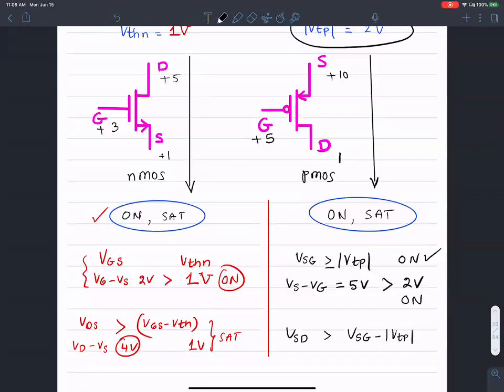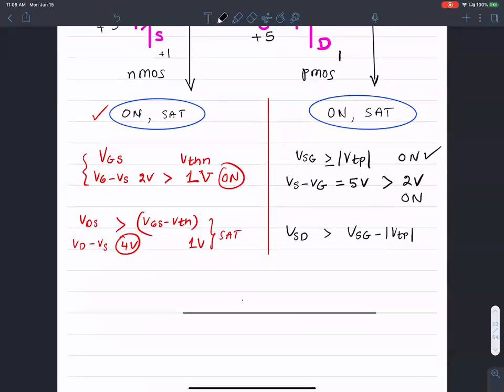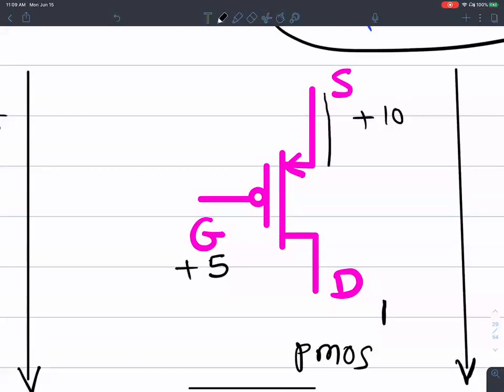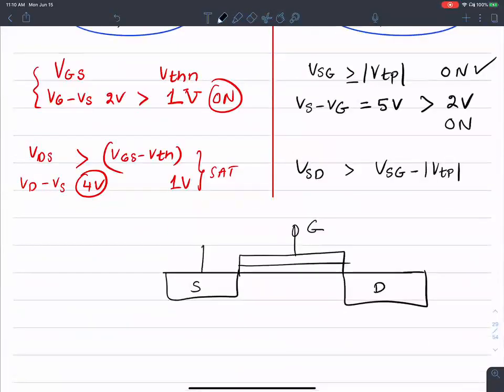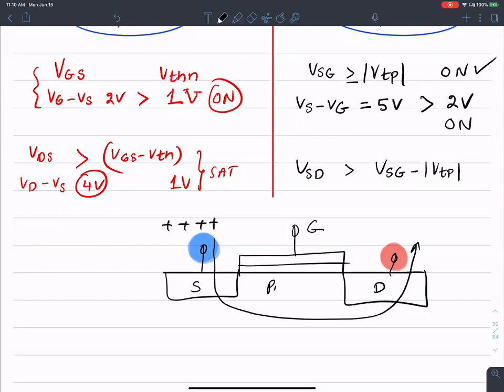Professor, why do we use VSG in this, not VGS? That is because the PMOS, remember, is made up of negative threshold voltage. This is the gate voltage, this is the source, this is the drain. What is the direction of the current? In through the source and out through the drain. The current flows from higher potential to lower potential, so the source is at a higher potential in PMOS.